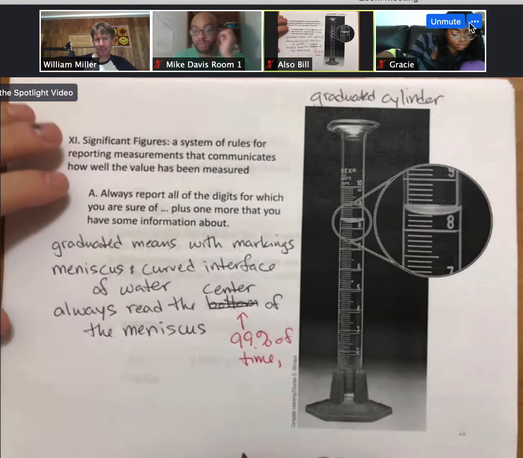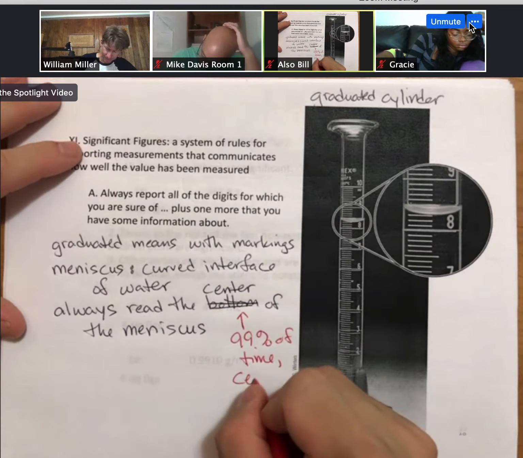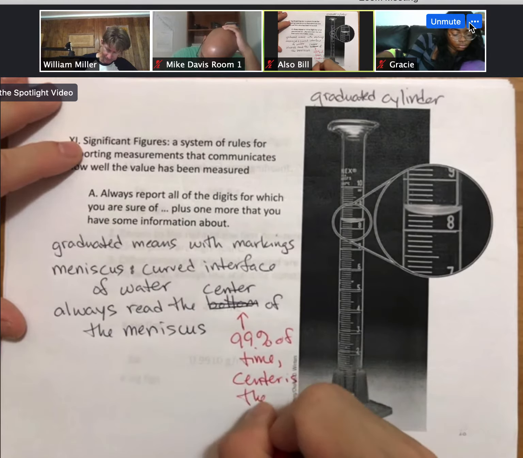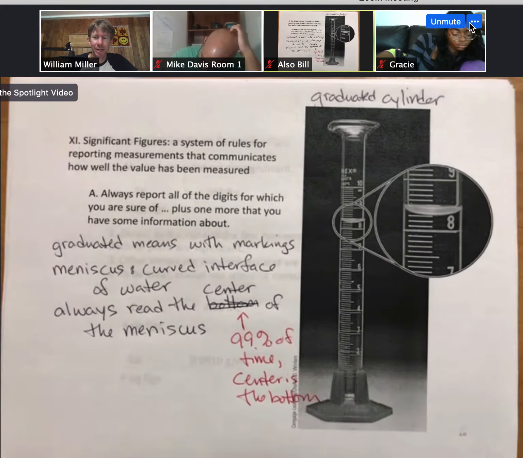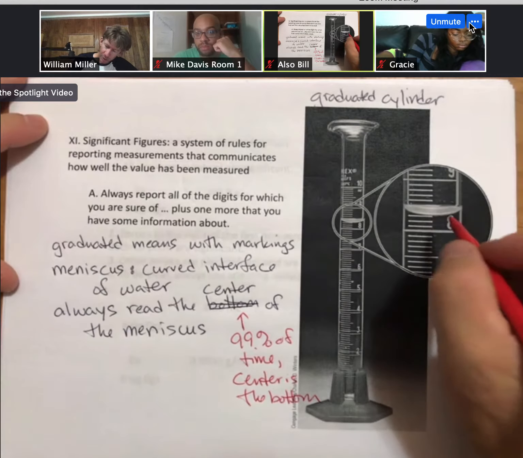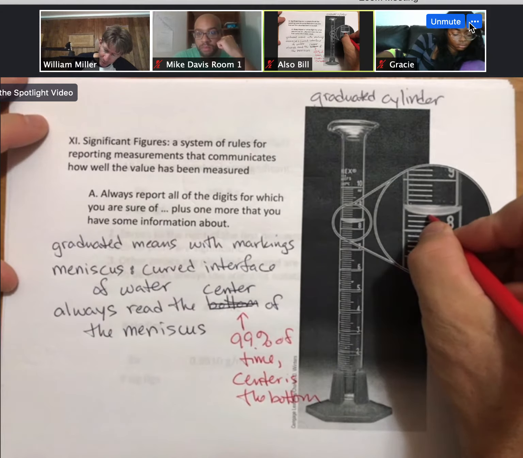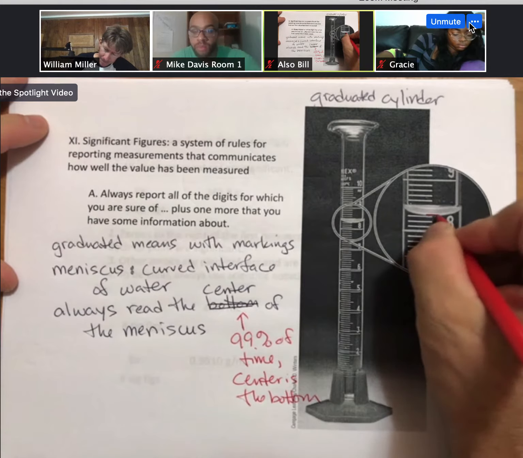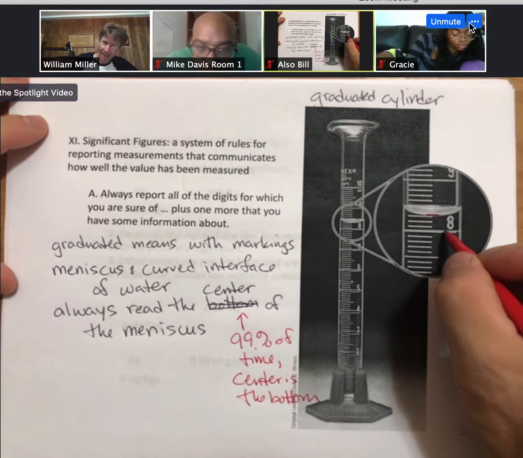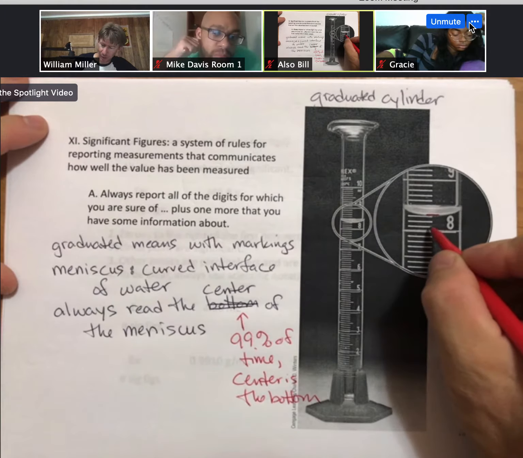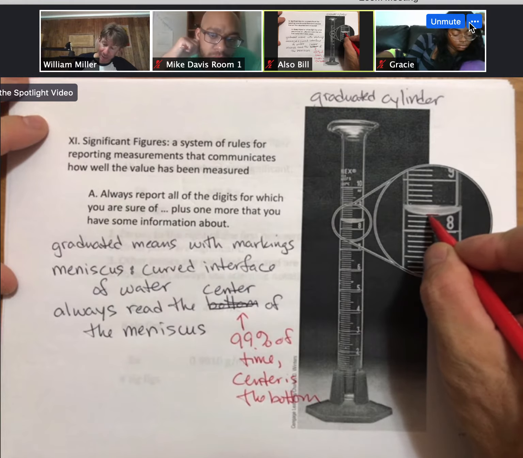99% of the time, the center is the bottom. And so it was tempting for me to write that, but technically the way to read the meniscus is always in the center. And so if we were going to read this meniscus, we would read it right at the bottom, and you would see that this bottom is at 8, 8.1, 8.2, 8.3, and it's a little above 8.3.